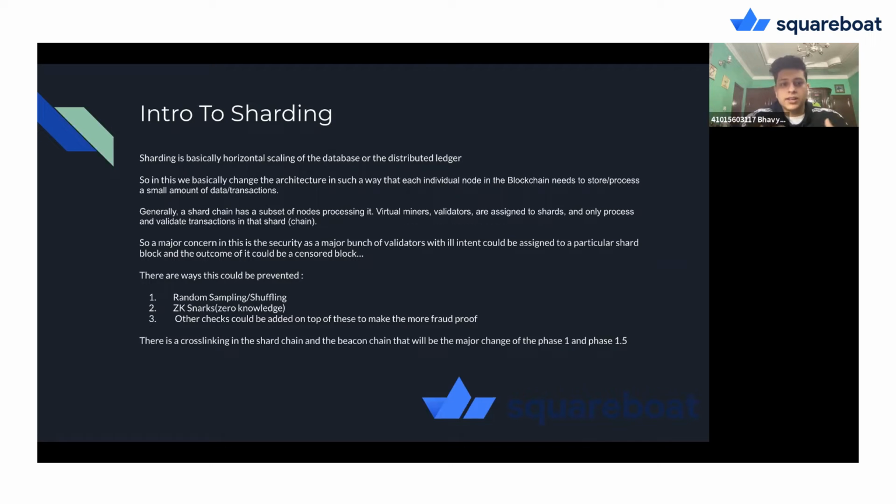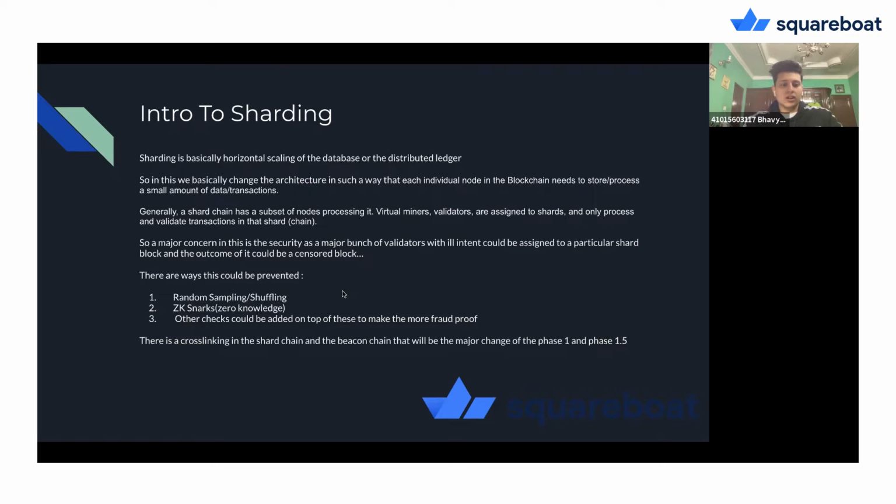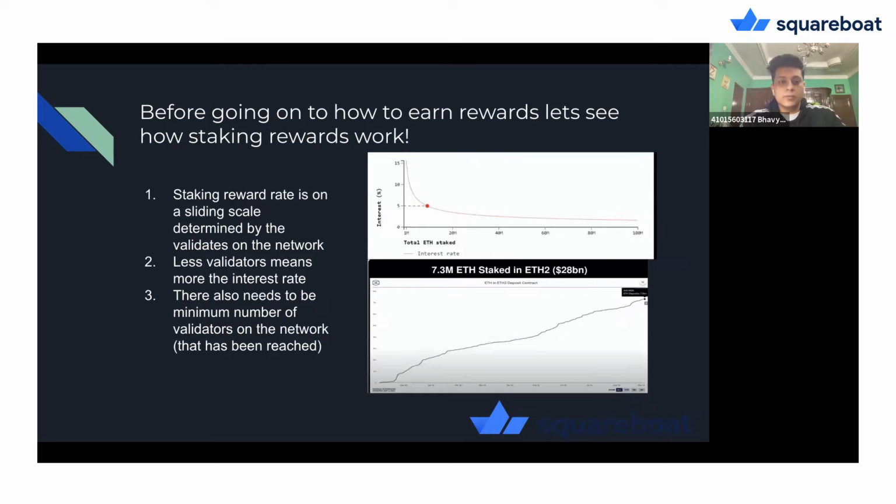As you know, sharding is basically horizontal scaling of a database. So we convert that block into small blocks, and each block is provided with, say, 100 validators. Those 100 validators provide a proof that this block is valid, and that way you don't have to worry about each individual validator running a correct validation and providing a correct result. There are a few ways in which this could take place. Random sampling is there, zero knowledge snarks are there. These are certain things that are being used to scale this proof of stake model.